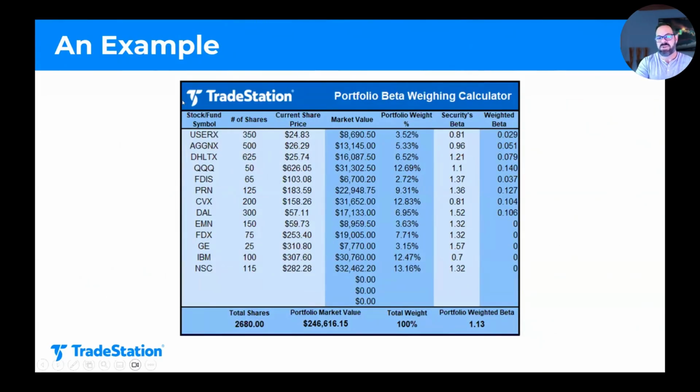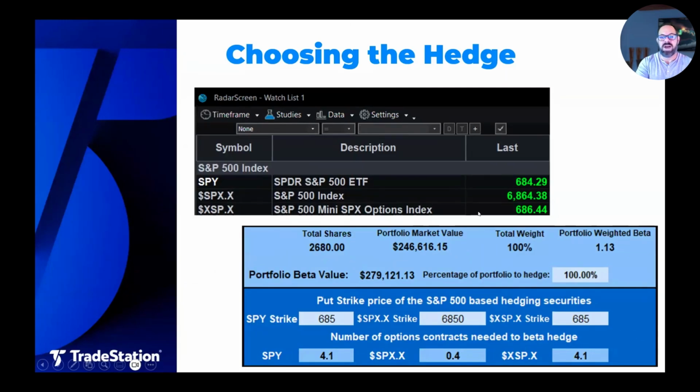So again, this is just showing an example. I happened to pick a bunch of different stocks and a few mutual funds here and just made up a person's portfolio. They actually had a market value of $246,000 total. They decided they're really worried about the market. It's a little bit more volatile. They're only 13% more volatile than the market, but they want to protect 100% of their portfolio. These were the current values of those securities, and I used strike prices at the money.